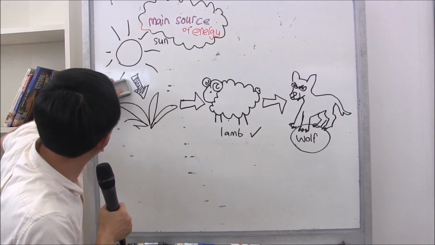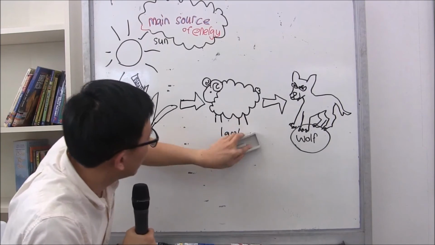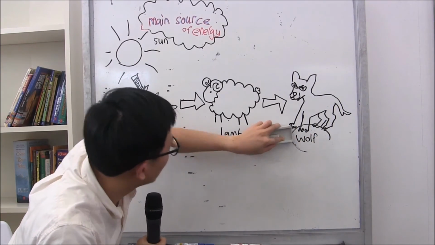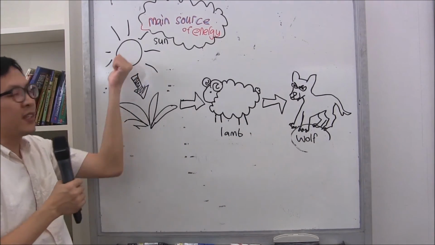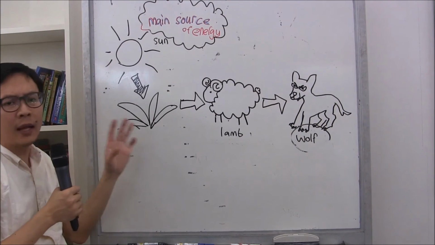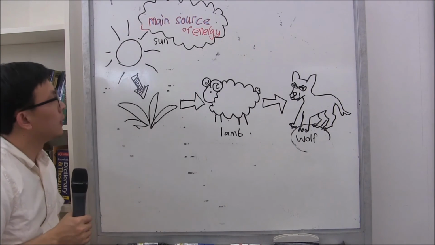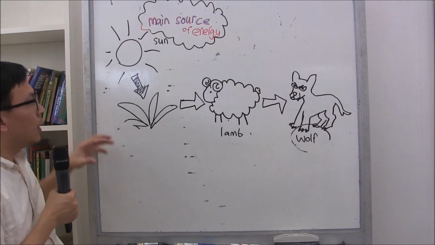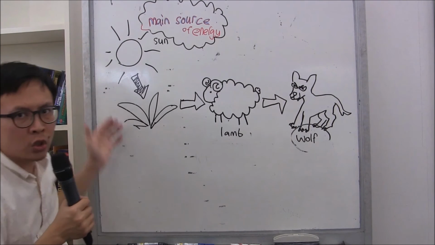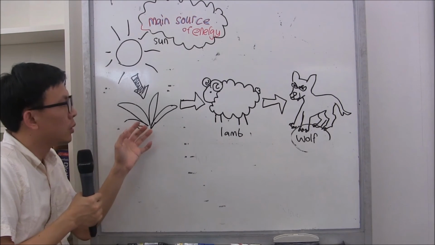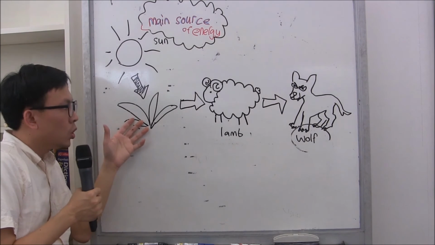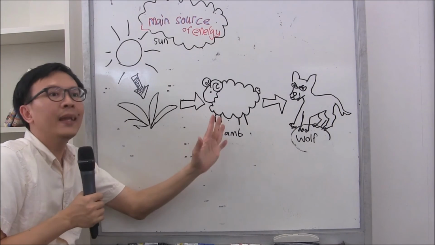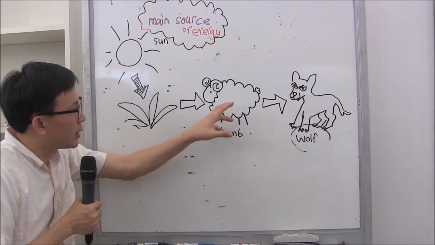Now, maybe a quick conclusion of what we have learned. The sun is the main source of energy. Without the sun, there will be no life forms. We know that. The transfer of energy from the sun to the plants. Plants make food. From the plants to plant eaters. In this diagram, it is the lamb.